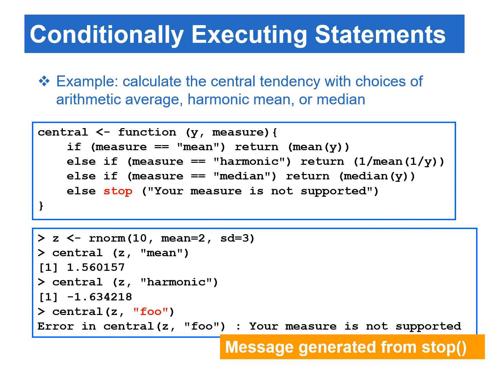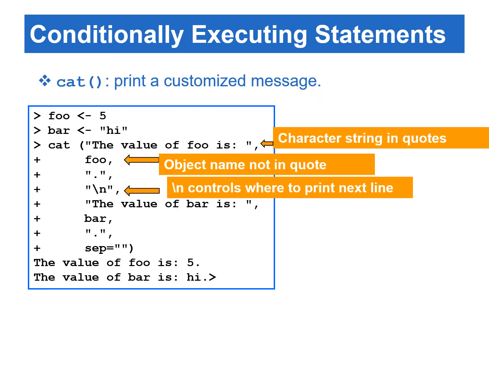The advantage of using the stop function is that we can control what error message we like to create. It makes the error information more informative. We can also use the cat function to print a customized message. The cat function takes either text strings, or object names. Text strings need to be enclosed in quotation marks. To control where to print the next line, we can use the \n, which needs to be enclosed in quotation marks as well.